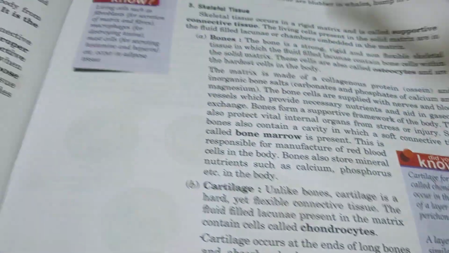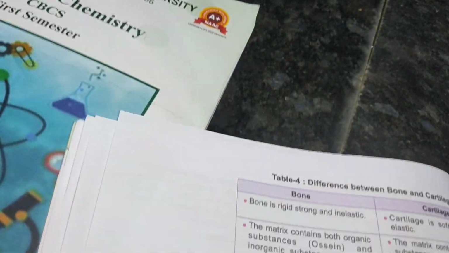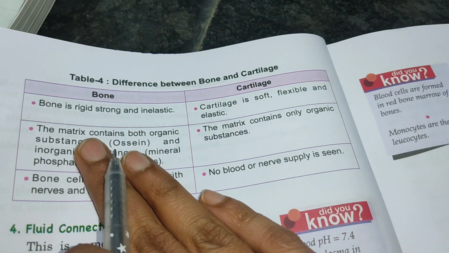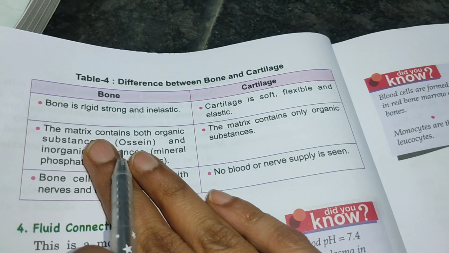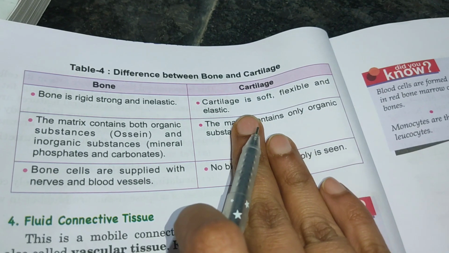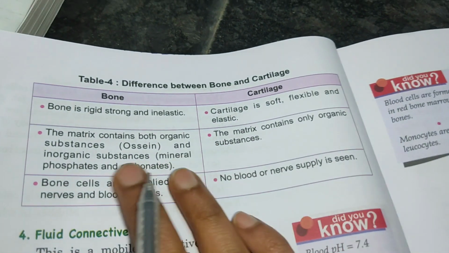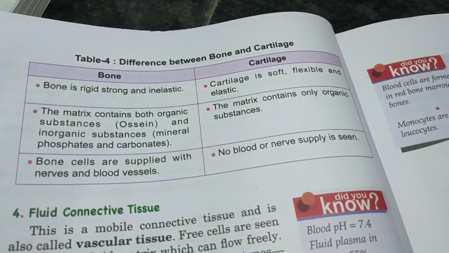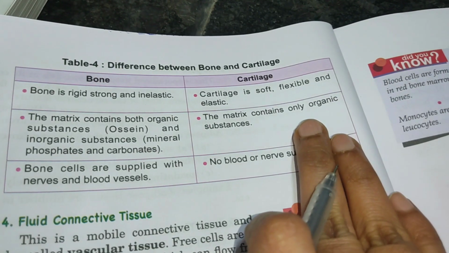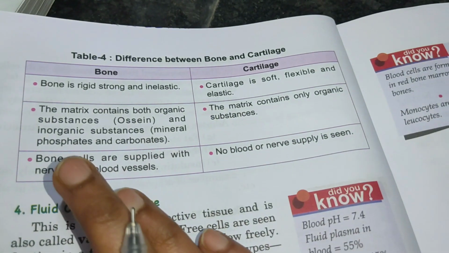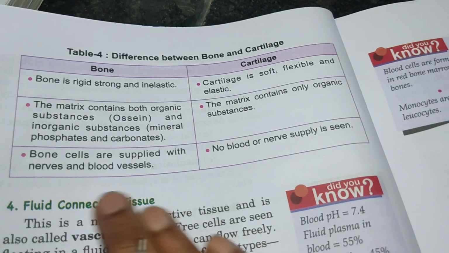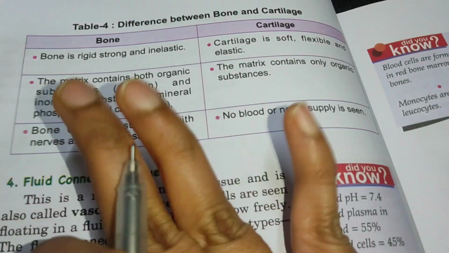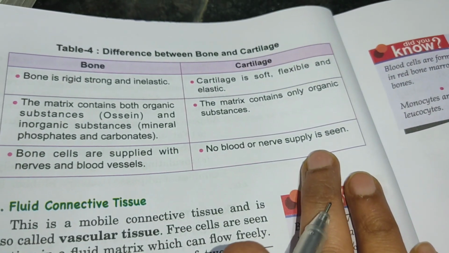Next, what is the difference between bone and cartilage? Bone is very rigid, strong and inelastic, whereas cartilage is soft, flexible and elastic. The bone matrix contains both organic and inorganic substances, whereas cartilage contains only organic substances. Bone cells are supplied with nerves and blood vessels, but in cartilage no blood or nerve supply is seen.